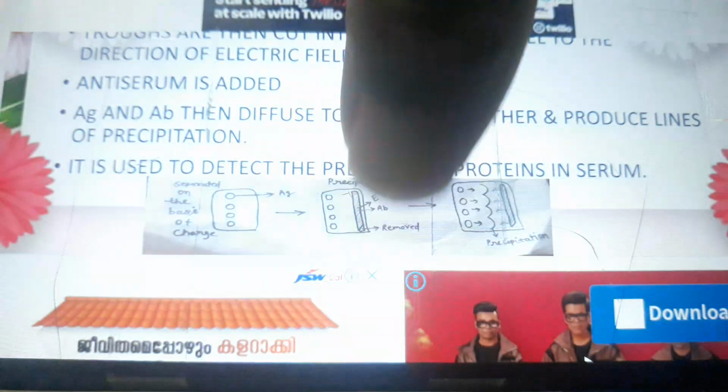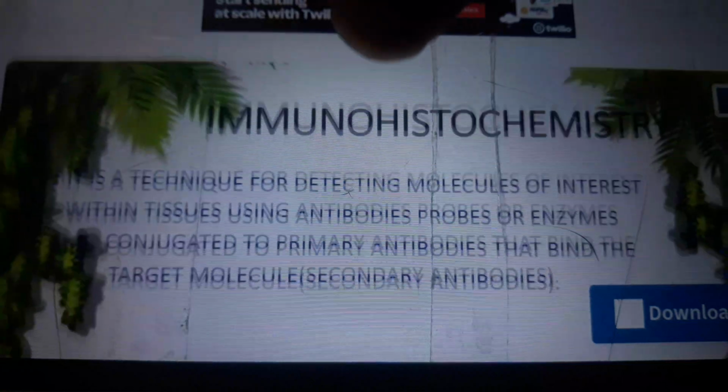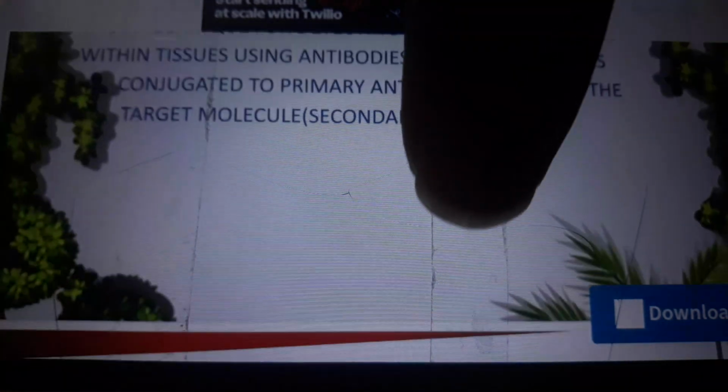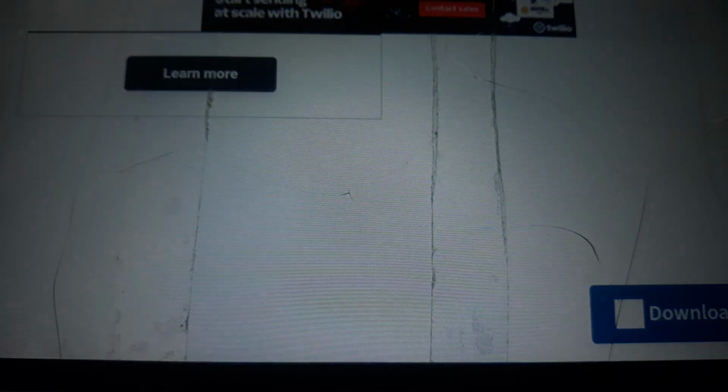This diagram depicts that. And then immunohistochemistry is a technique used for detecting molecules of interest within tissues using antibodies, probes, or enzymes conjugated to primary antibodies that bind the target molecule, or secondary antibodies. So that's it about that.